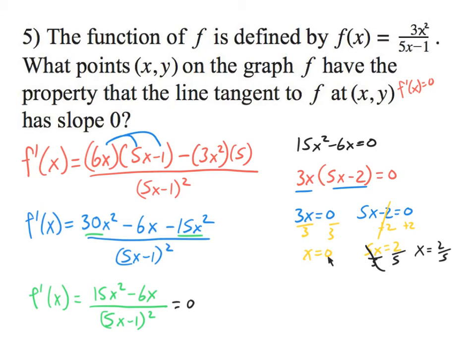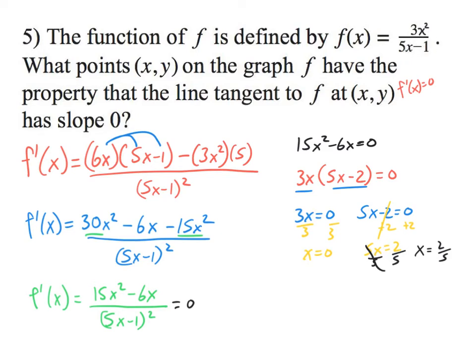So these are the two values at which our slope is 0. Now are either of these two values going to create a 0 in the denominator? Will either of these create a 0 in the denominator? No. So we actually have 2 points. All right, so how do we find the actual points? We are going to plug in 0 and 2/5 into this function.